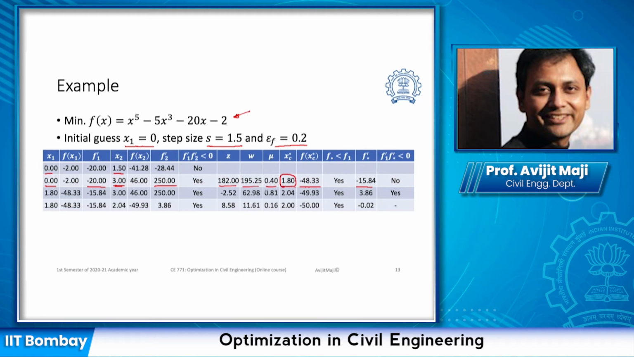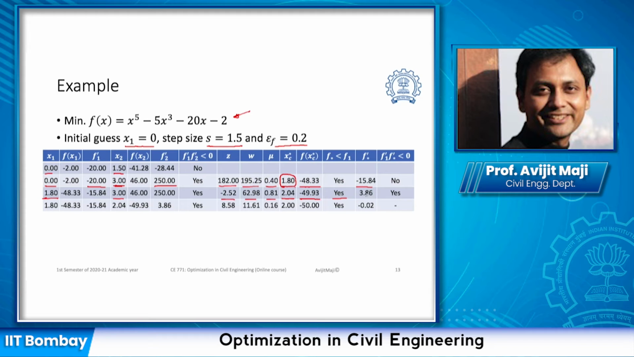So this new point, we are taking it as x1, x2 remains as is, and then when we compare, we see that the slope at the two locations are of different nature or opposite sign. So we continue with the calculation of z, w, mu, which yields an optimum point for the cubic function, which is 2.04. At this point the objective function value is this, and we find that the objective function value actually improved compared to the first point.